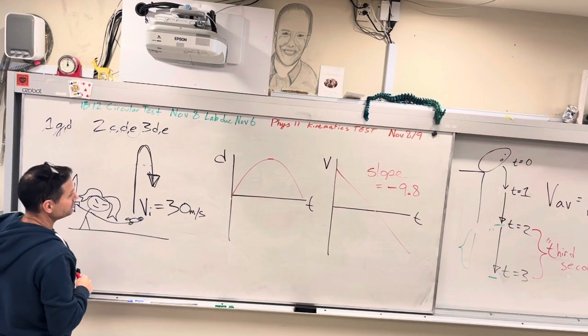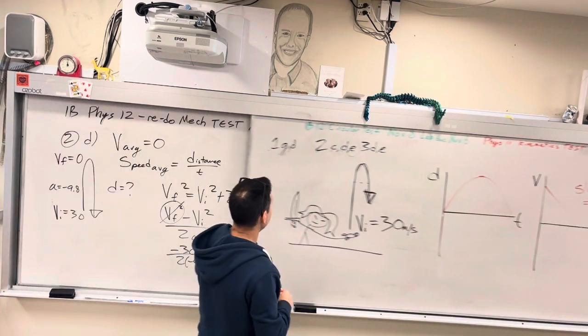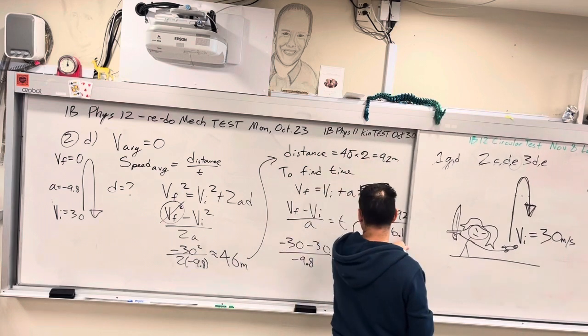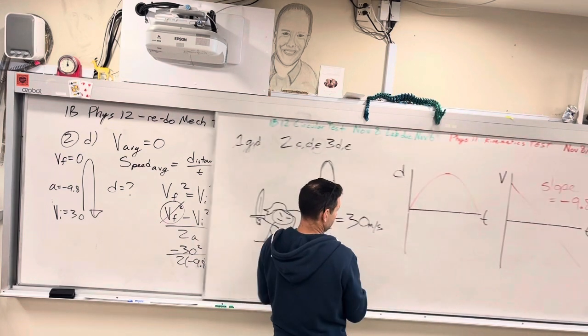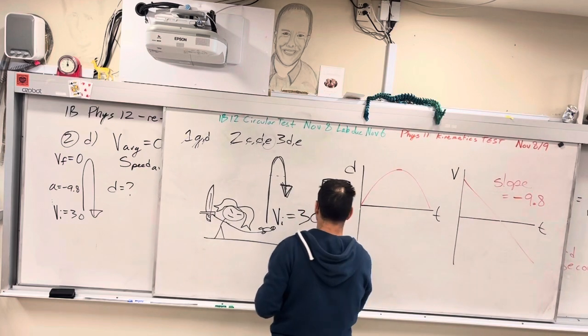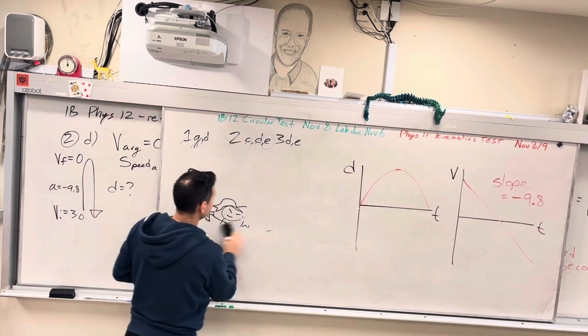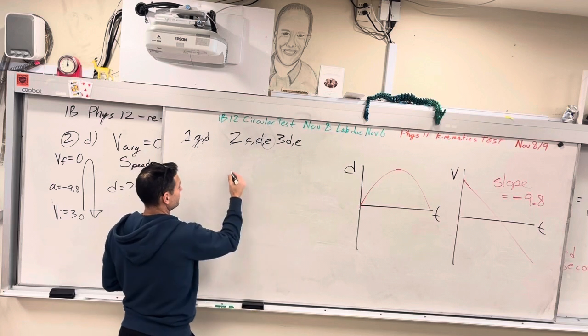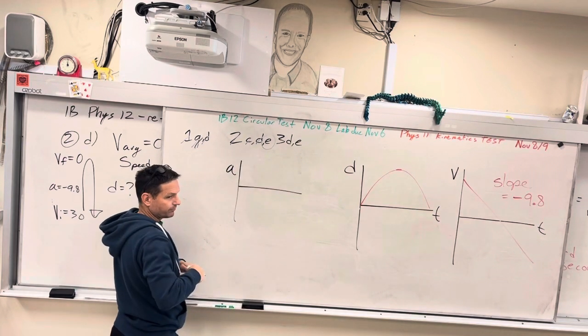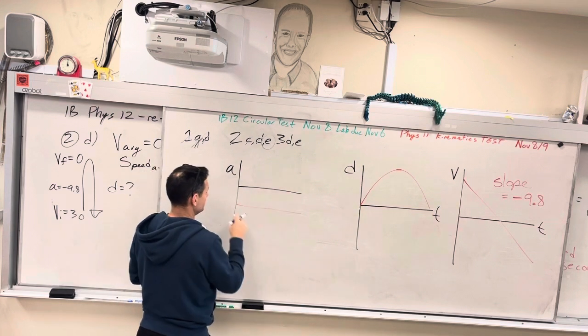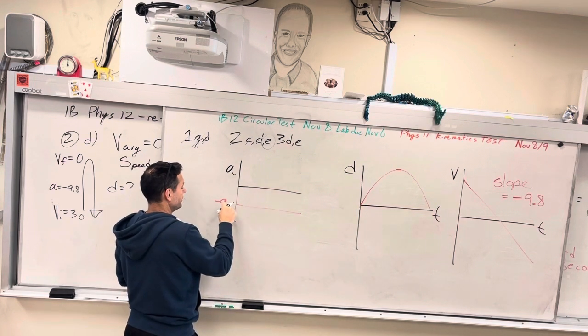That's 2E. And now I'm going to do 3. Wait, what about the AT? You want to do the AT? Yes. The AT would look like, tell me what it would look like. A flat line. Flat line. Yep, at what value? 0. Nope. No, negative 9. This would be negative 9.